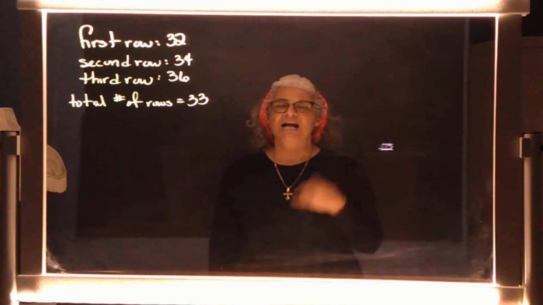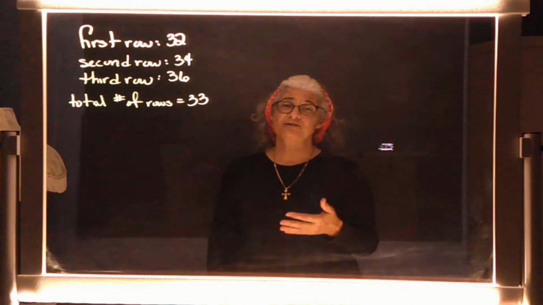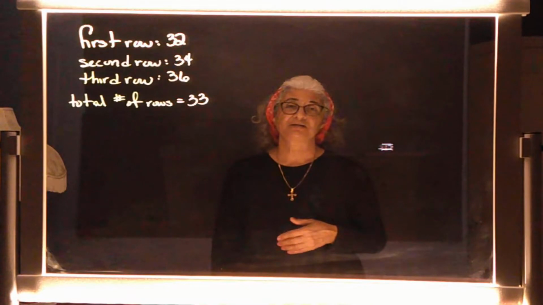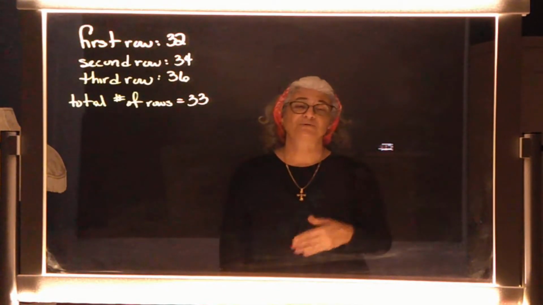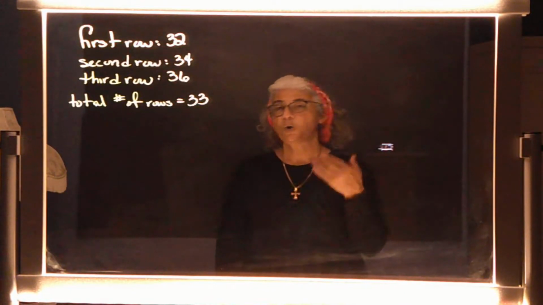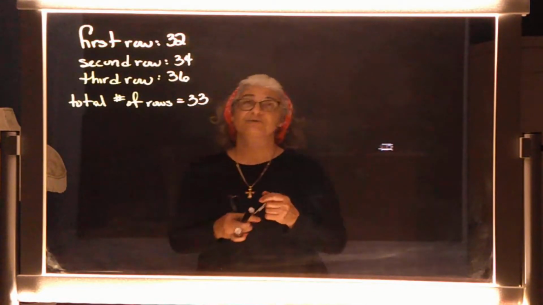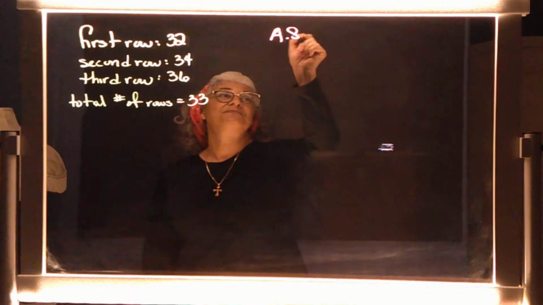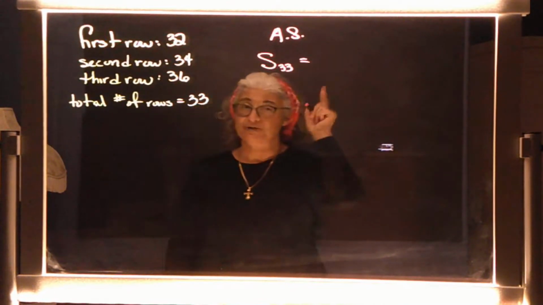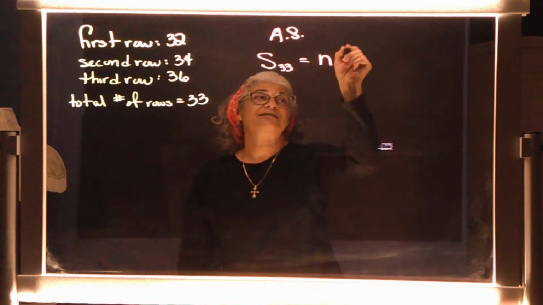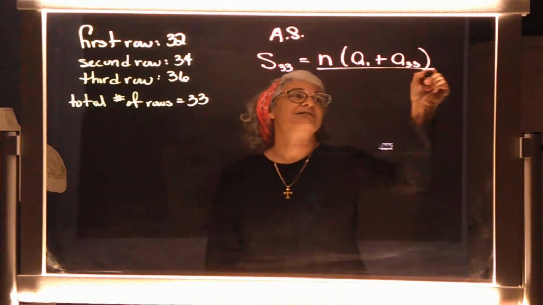I could literally write out all 33 rows with the number of seats in them and add them up. Or I can figure out if this is any type of sequence. And the types of sequences that we know so far are arithmetic and geometric. So think about it. If the first row has 32 seats, and the second row has 34, and the third row has 36, what type of sequence do you think it is? Yeah, this is an arithmetic sequence. So, I'm trying to find the sum of the first 33 rows, right? So, the arithmetic sequence formula looks like this then, doesn't it?